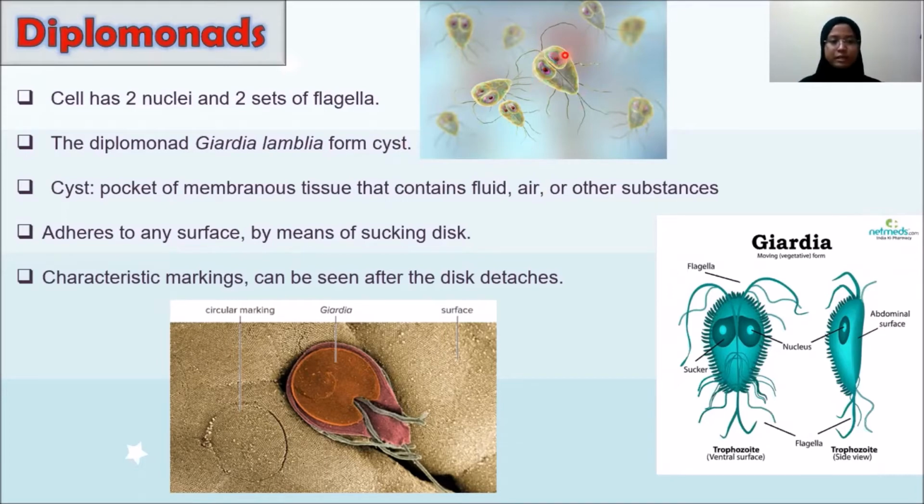The diplomonad Giardia lamblia can form cysts. A cyst is an inactive form of Giardia, and a cyst is a pocket of membranous tissue that contains fluid, air, or other substance. Giardia can adhere to any surface by means of a sucking disc. This is the sucking disc around the nucleus. Characteristic marking can be seen after the disc detached. So in this figure, we can see the circular marking after the Giardia detached from the surface.